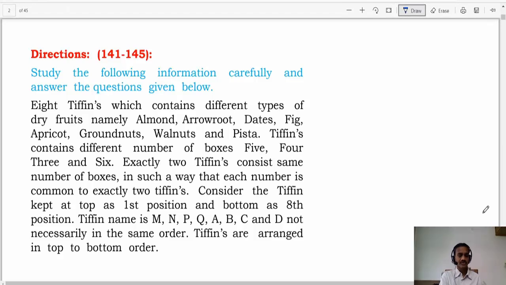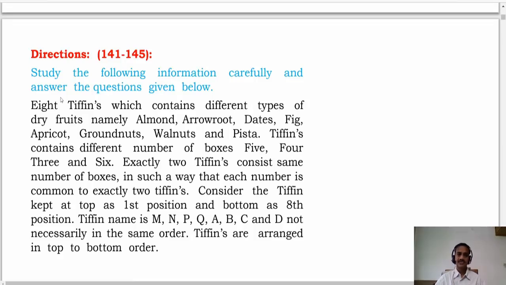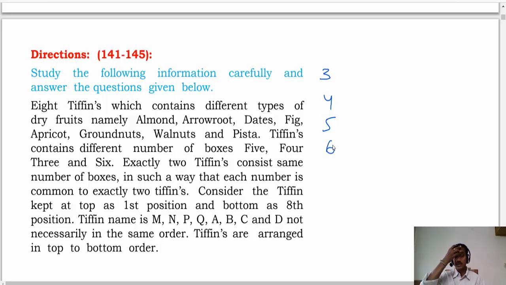Now in this 141 to 145, tell me what is the information we have. 8 tiffins which contain different types of dry fruits, namely almond, arrowroot, dates, fig and so on. 8 are there, and tiffins contain different numbers of boxes, 5, 4, 3 and 6. 3, 4, 5, 6 are the numbers we have assigned to these tiffins, and each tiffin consists of these dry fruits. Exactly 2 tiffins consist of the same number of boxes.